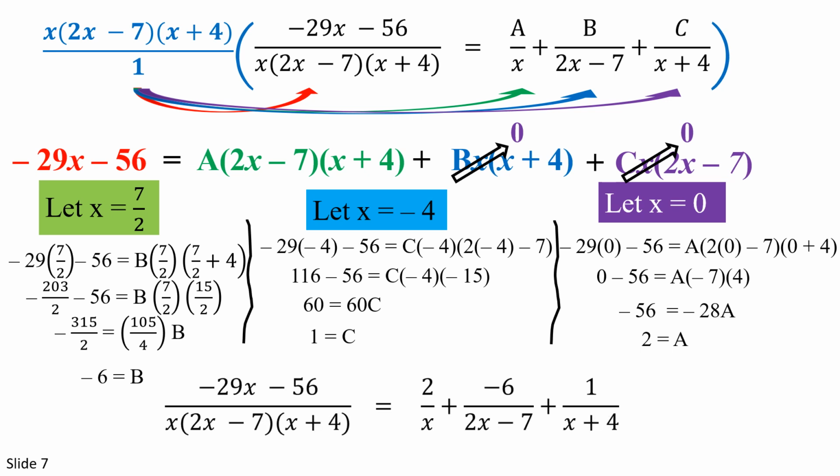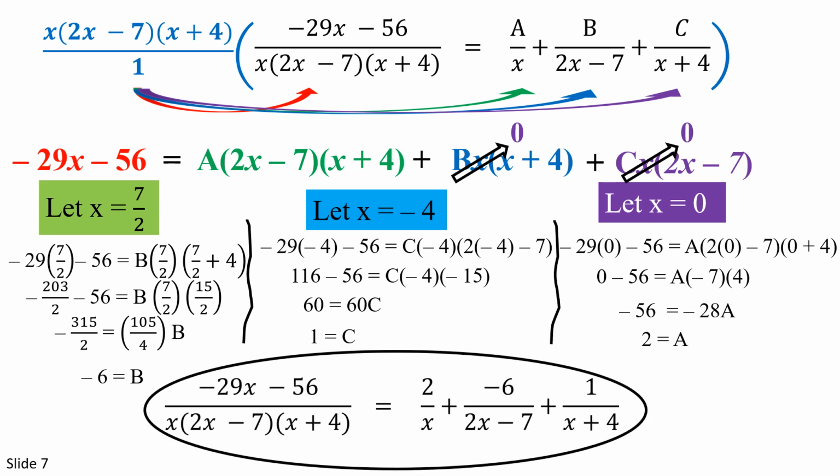So now we know what A, B, and C are. So now we have negative 29x minus 56 over x times 2x minus 7 times x plus 4 is equal to 2 over x plus negative 6 over 2x minus 7 plus 1 over x plus 4.